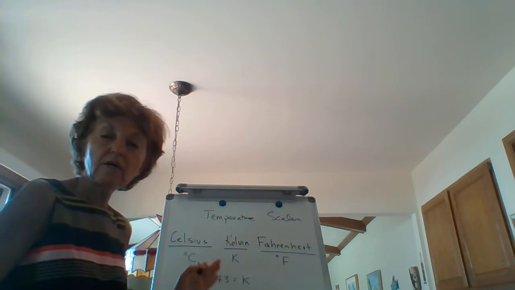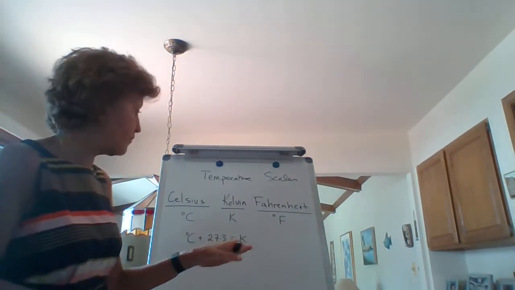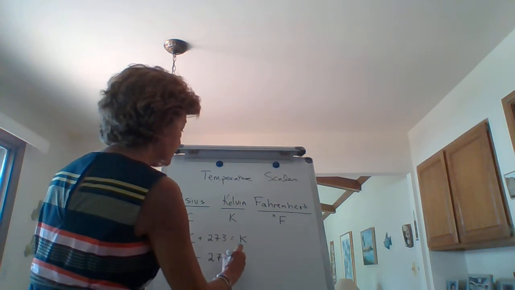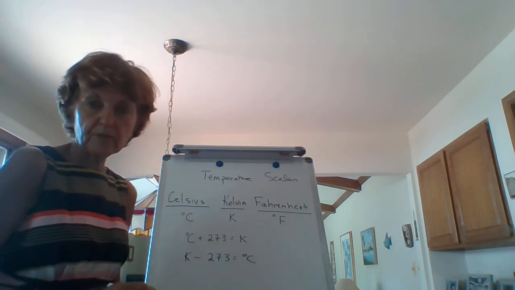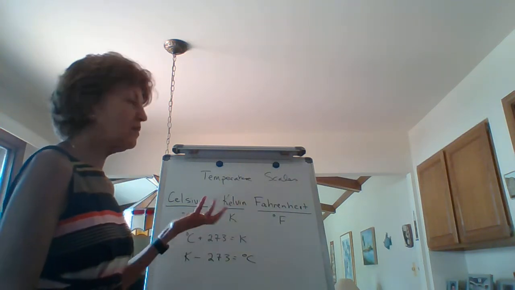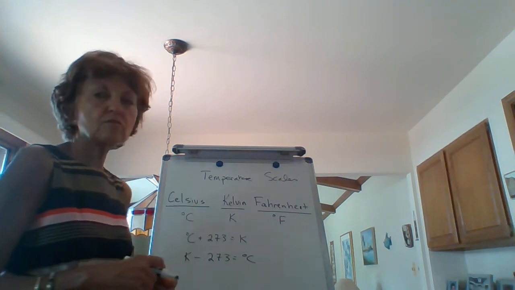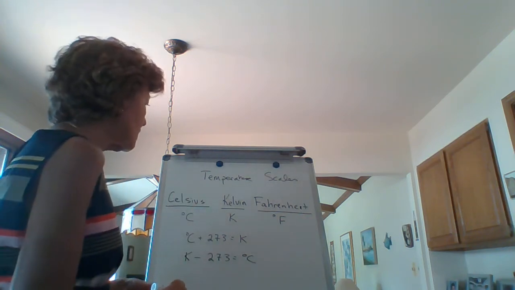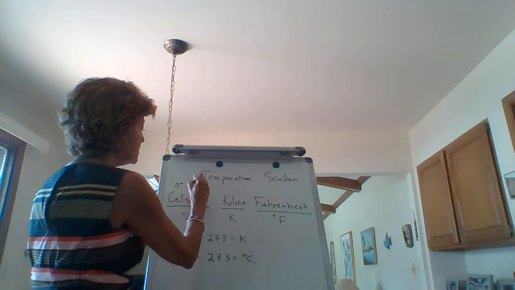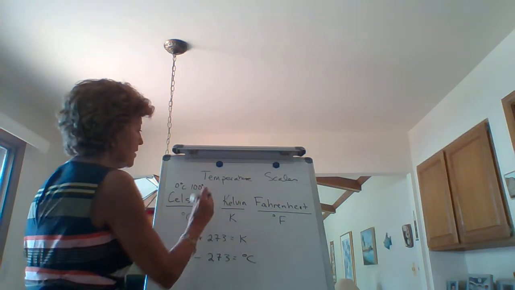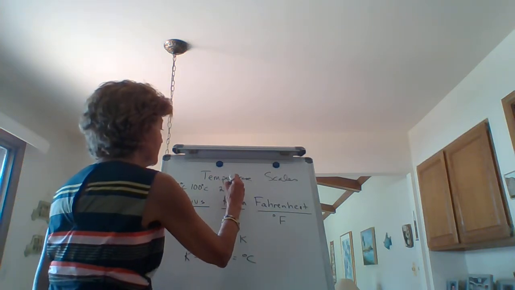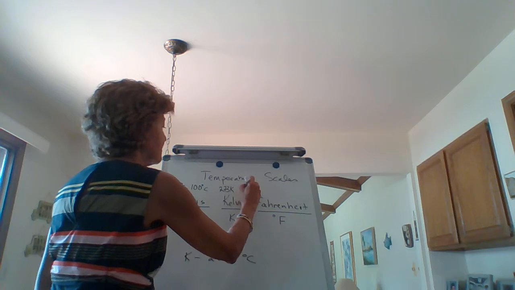But if you know the temperature in Celsius, you can easily convert it to Kelvin. If you know the temperature in Kelvin, all you have to do is subtract 273 and you get the temperature in Celsius. It's actually 273.15 something something, so it depends on how many sig figs you have, but normally we just round it to 273. Water freezes at 0 degrees Celsius and boils at 100 degrees Celsius. So therefore, water freezes at 273 Kelvin and boils at 373 Kelvin.